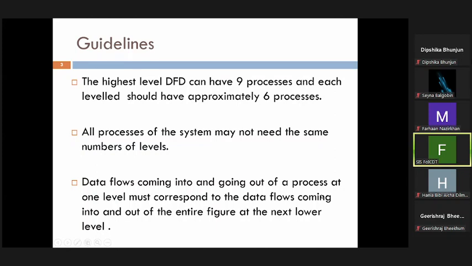So when you have a process that you want to explode, like for example, we've seen generating paycheck. Basically in that, there were, I think, 2 inputs and 3 outputs.